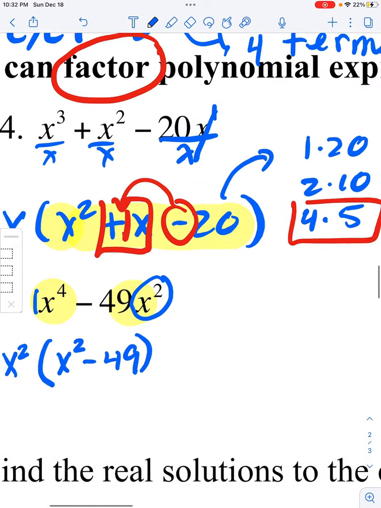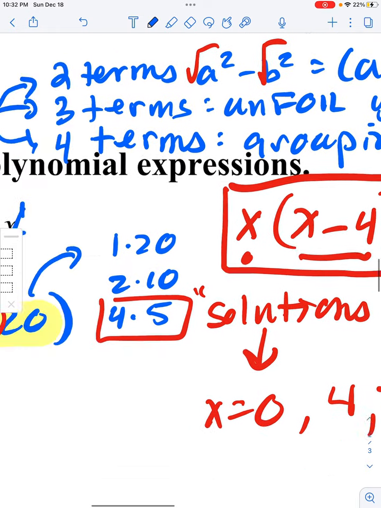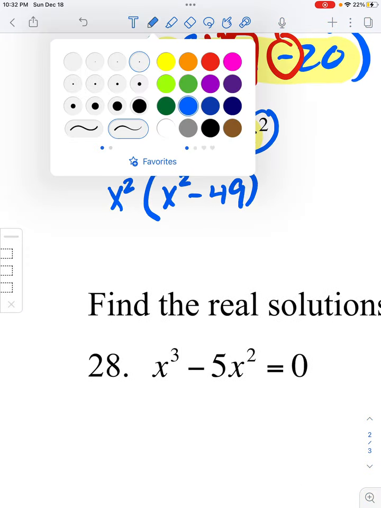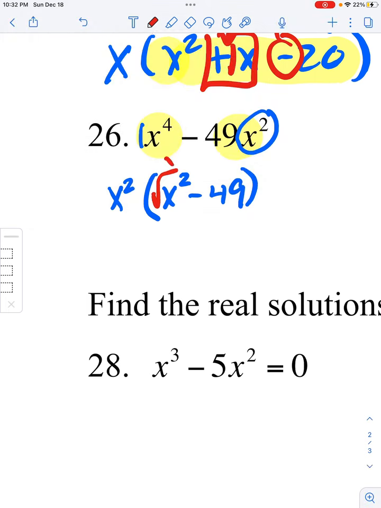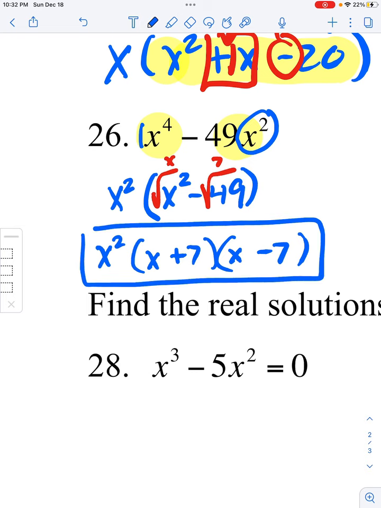But now you have to look back and say, oh, this has 2 terms. Are they both squares that are subtracted? And the answer is yes, because this is the perfect square of x, and this is the perfect square of 7. So using my factoring pattern for that, I keep my GCF. You never want to get rid of that. And then this would split into x plus 7, x minus 7. And then I'm done.